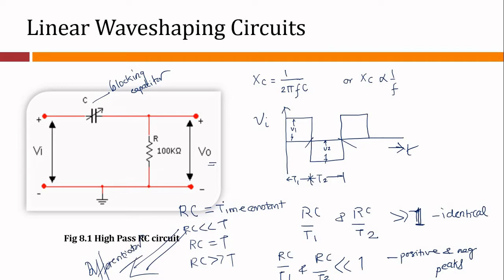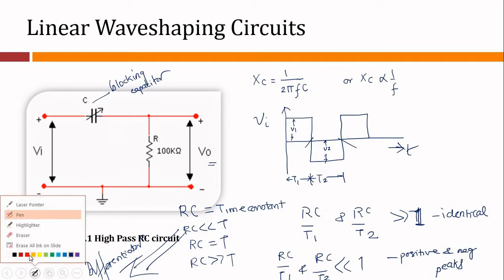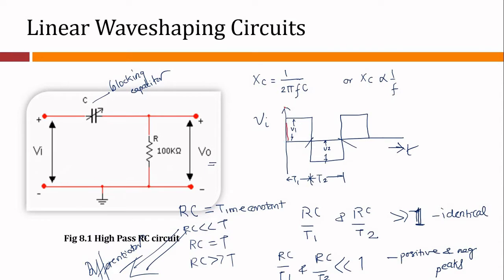All these details are explained in the theory, so you can go through it. Now, I'm going to get this as the output. Let me change the color. So I'm going to get spikes. This is called a differentiator. So this is now a typical differentiator circuit, provided I set the values of R and C such that RC is very much less than T.